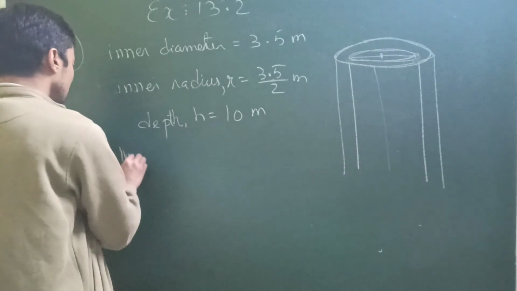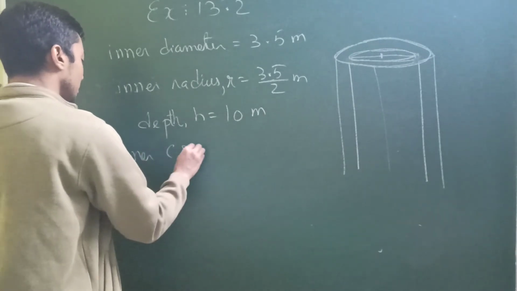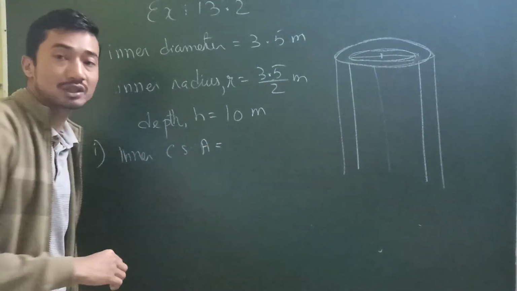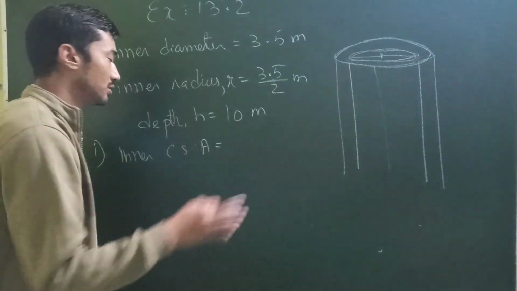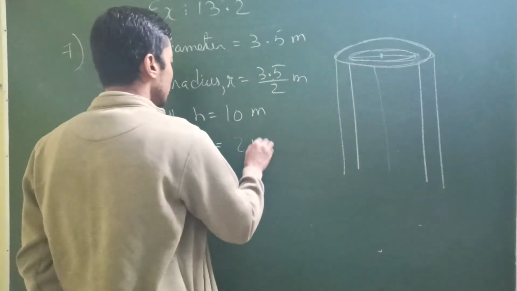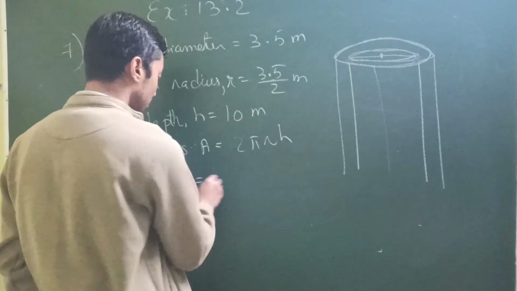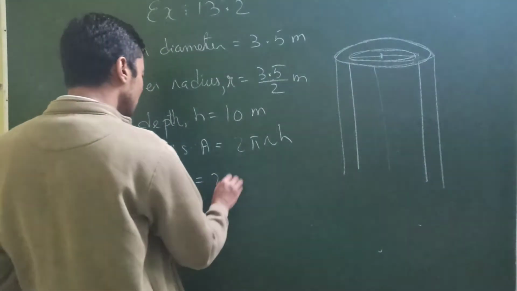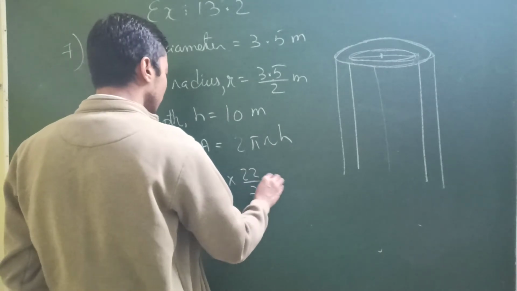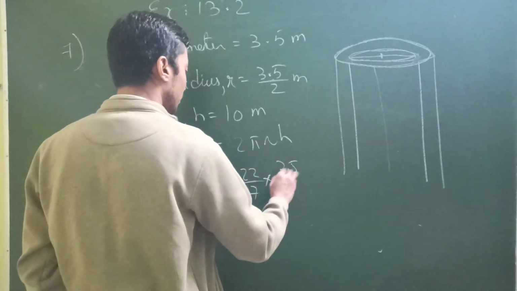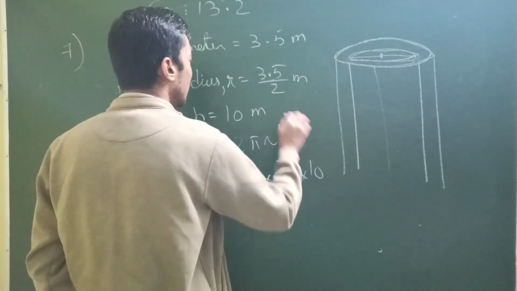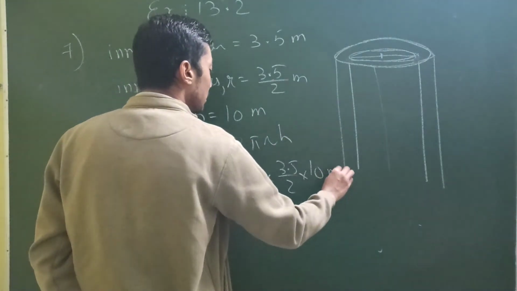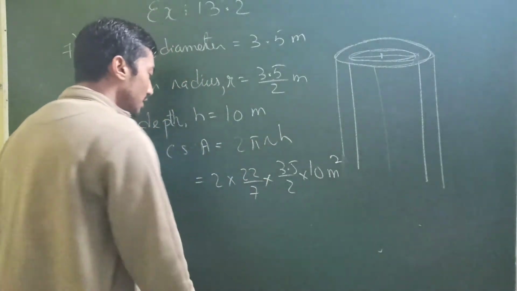So no problem. Inner curved surface area. They are not talking about outer curved surface area at all. So that's not going to do anything extra. 2 pi r h again. So pi value given, anything to use this and that? No. So that's good. 2 into 22 by 7 into r 3.5 by 2 into h 10 meter. So that will be meter square.